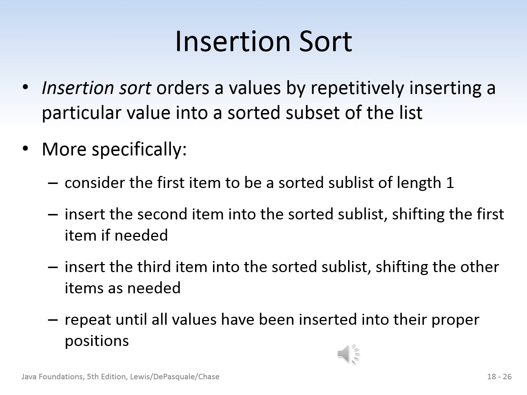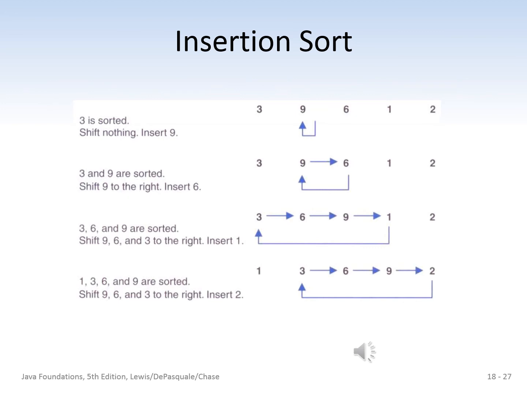Insert the third item into the sorted sublist, shifting the others as needed. We've got a sublist of 3 that's sorted. You repeat until all values have been inserted into their proper positions, and the sublist is then the same length as the total list to be sorted. Here's a diagram showing the insertion sort for a list of 5 integers, 3, 9, 6, 1, 2.